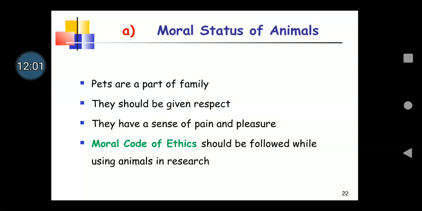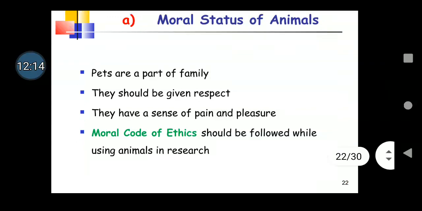Moral status of animals. Pets are the part of family. They should be given respect. They have a sense of pain and pleasure. The moral codes of ethics should be followed while using the animal in research.